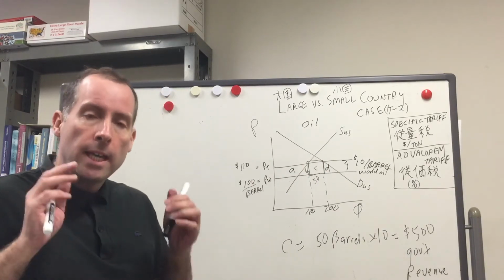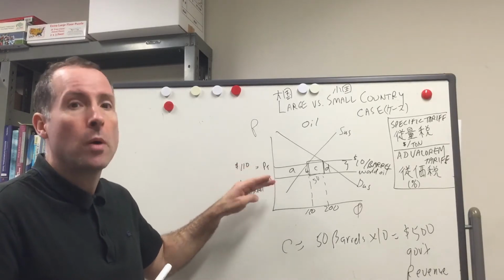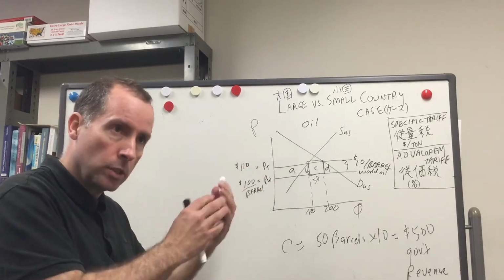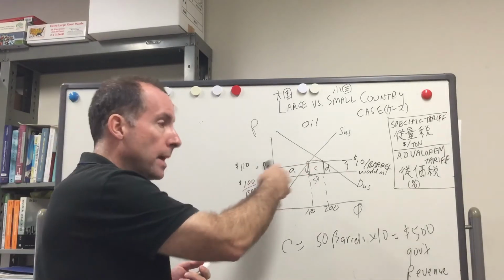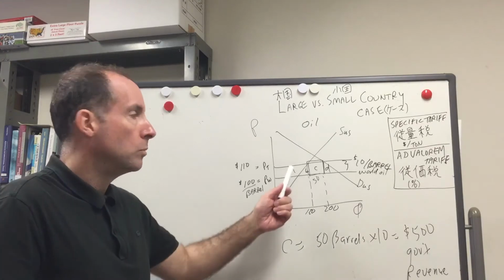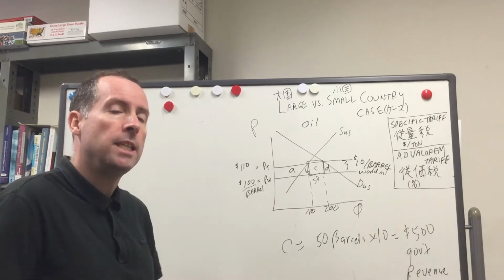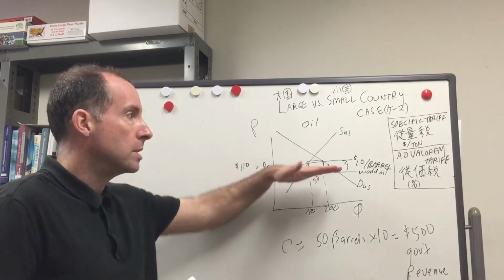Okay, so in the small country case, this never changes. PW doesn't change, because it's a small country. The tariff has no effect on world import demand or the world price, so there's no area E as you see in the Krugman and Obstfeld text, because this never changes.